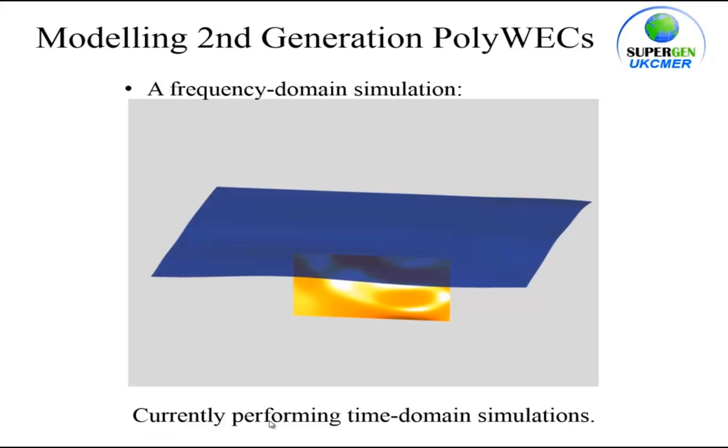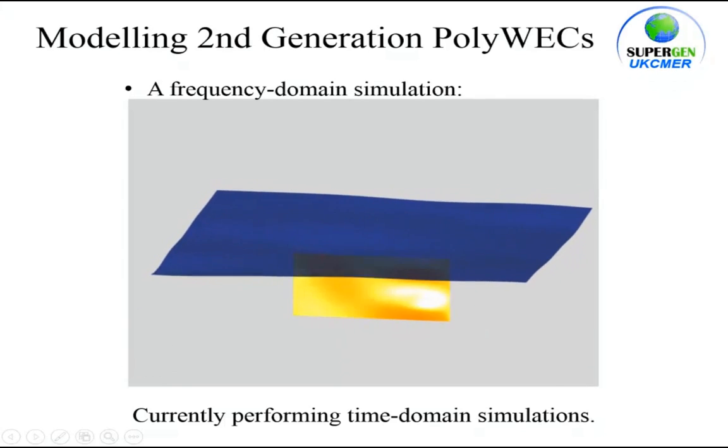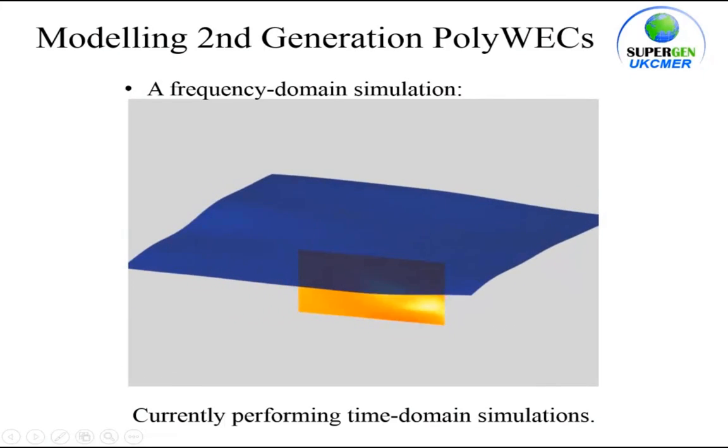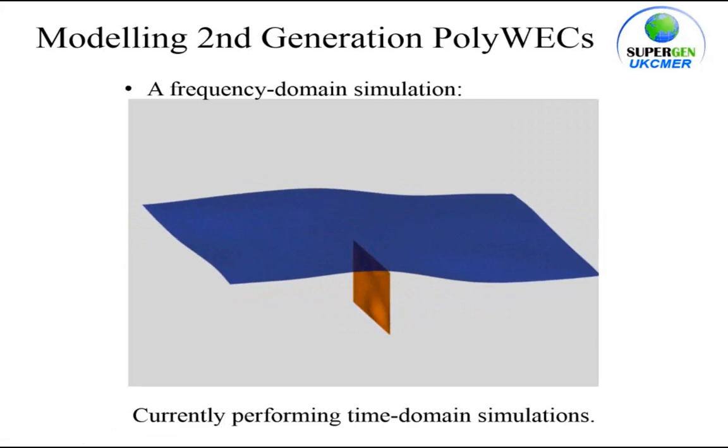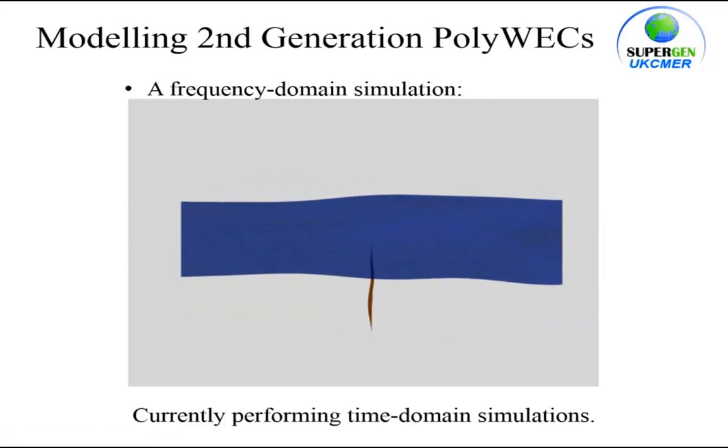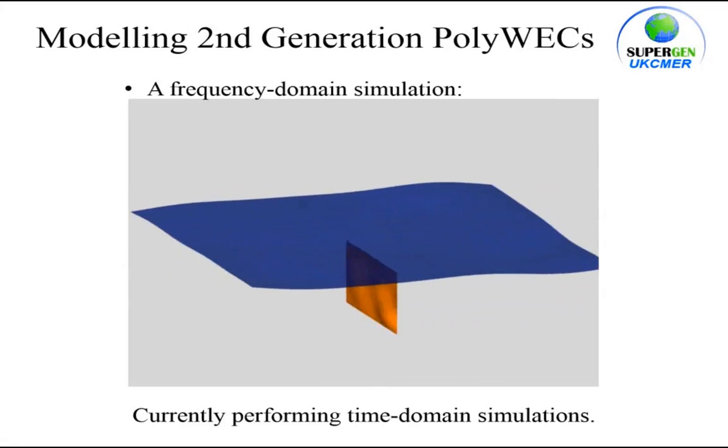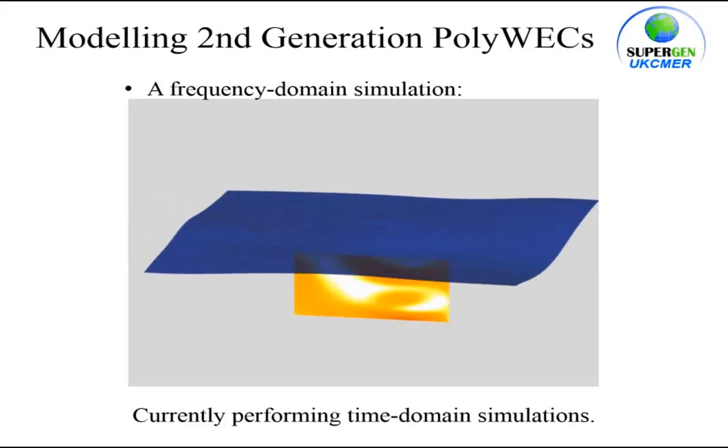In order to do the proper simulation, we need to have a time domain because we've got nonlinear PTO forces. Unfortunately, I didn't have time to finish off the time domain simulation, so you can just imagine it's a time domain one. So we have an irregular sea coming in here. We're just panning around the camera to see the distortion of the dielectric elastomer.